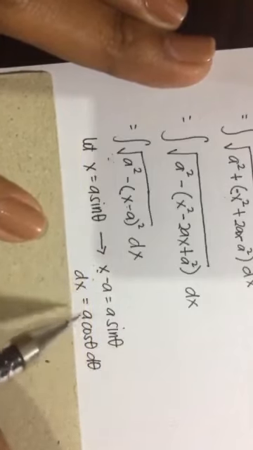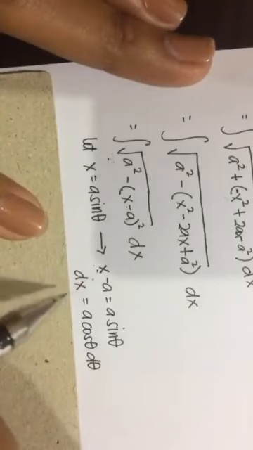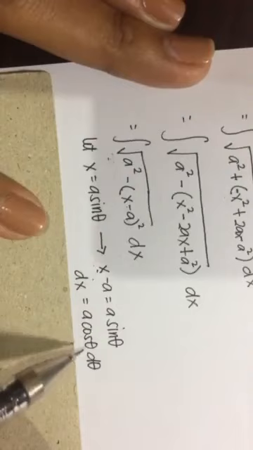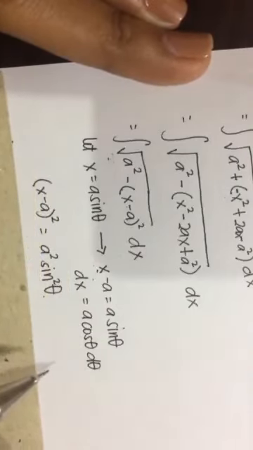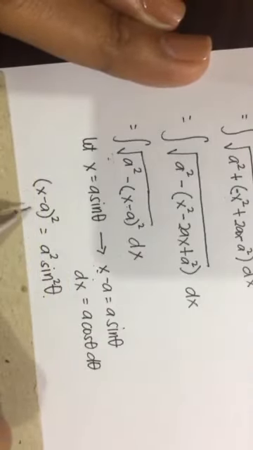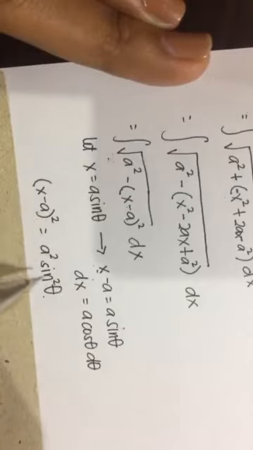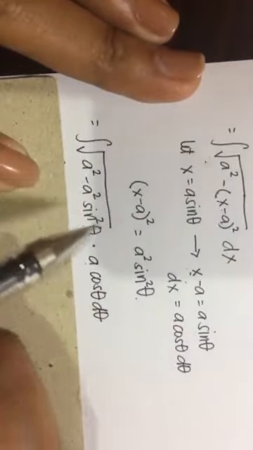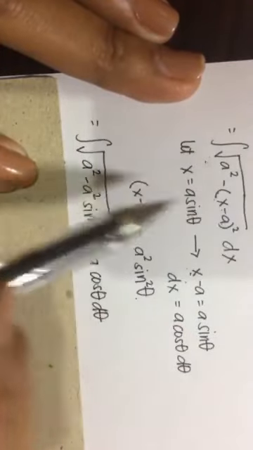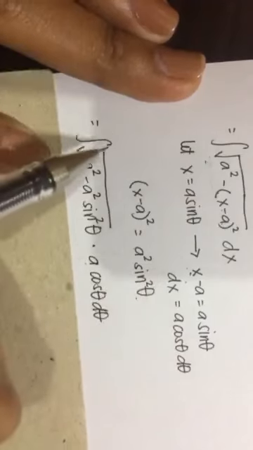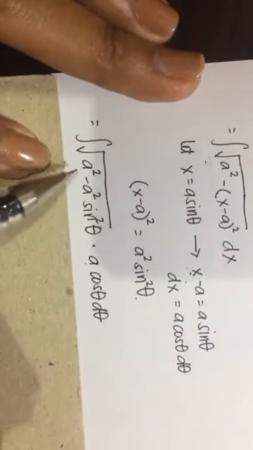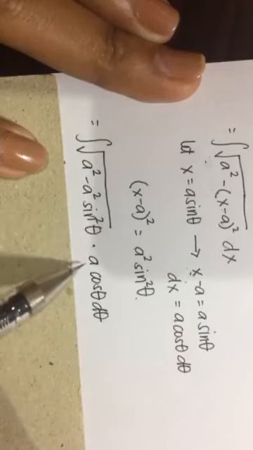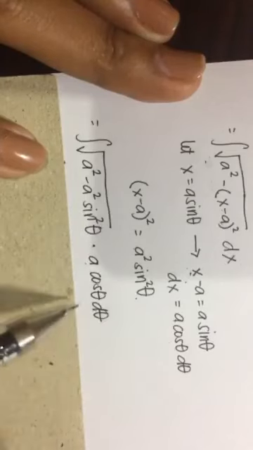So the derivative of x is dx, which is equal to the derivative of this, which is a cosine theta d theta. And then x minus a, squared, is equal to a squared sine squared theta. And then we substitute all the x's in terms of theta. So the integral of the square root of a squared minus a squared sine squared theta times dx, which is a cosine theta d theta.